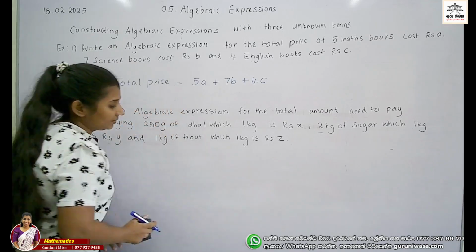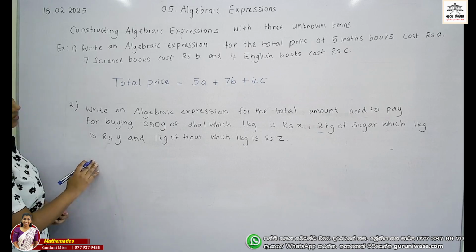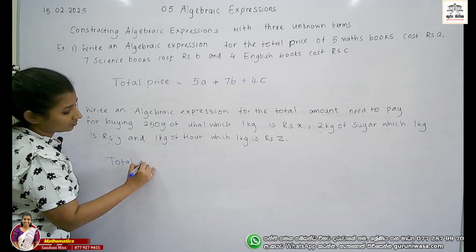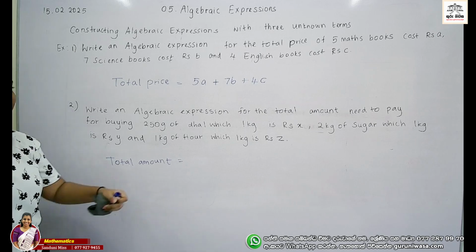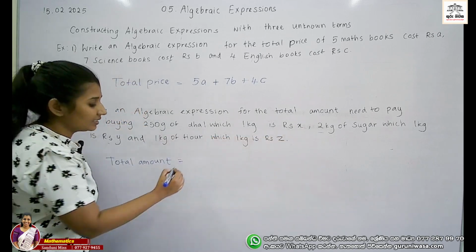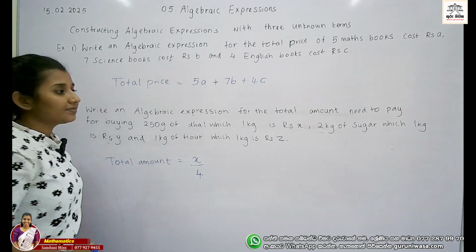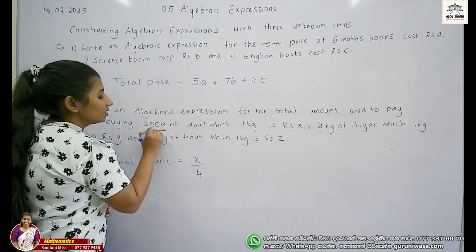Same way, darling. Here, total amount. So dal, you need to pay how much? X rupees divided by 4, because 1 kg is equal to X rupees. But we are buying how much?